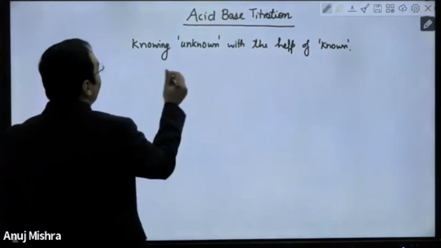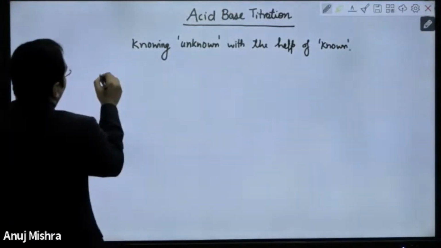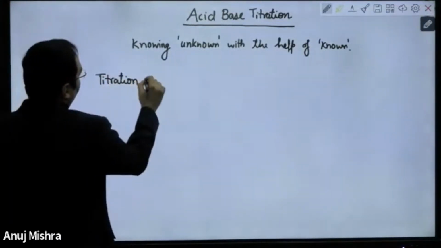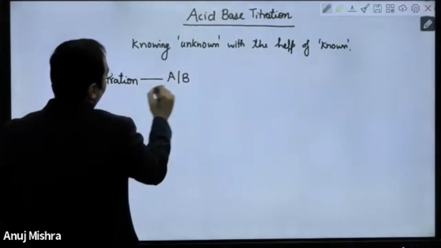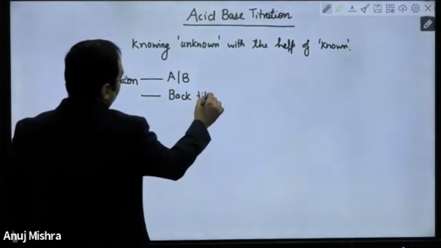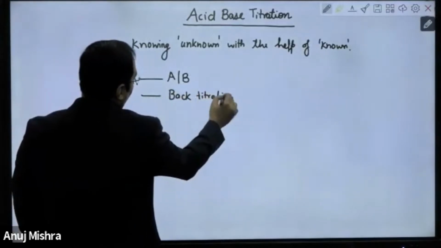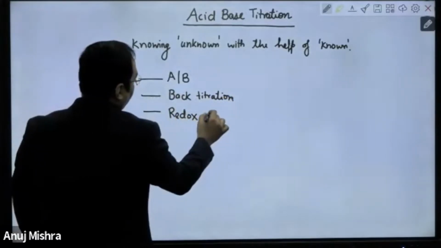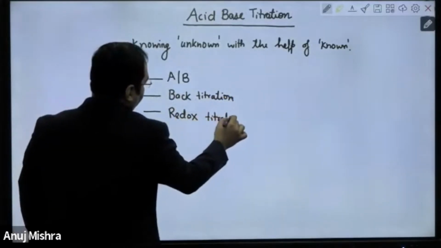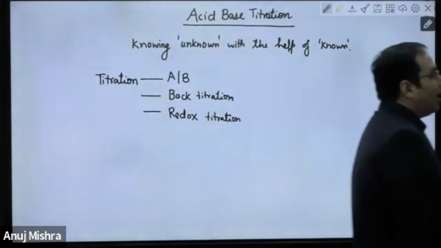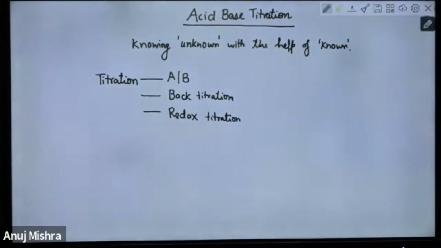So knowing the unknown with the help of the known means what? Let's say you're talking about any titration. Titration can be of three types. Please write down, titration can be of three varieties. It can be acid-base titration, back titration, or redox titration. These are the three types of titration that you come across.